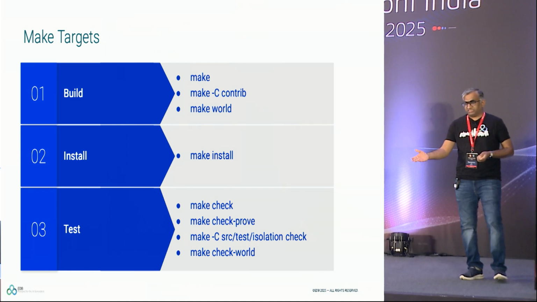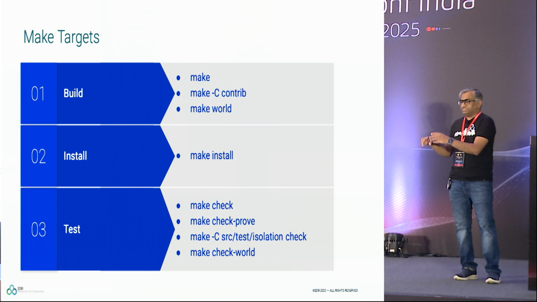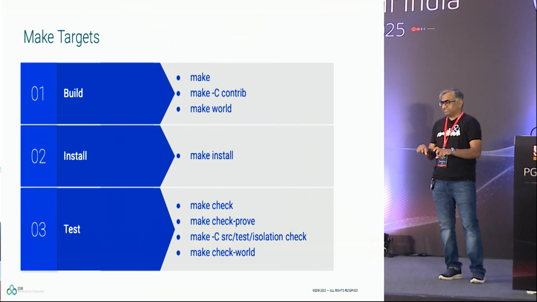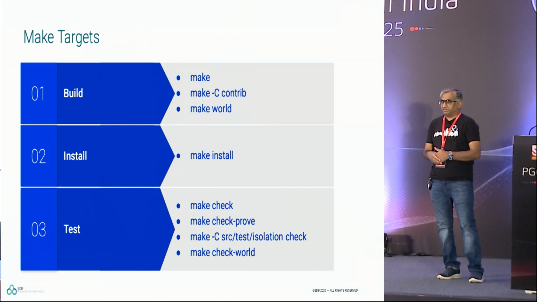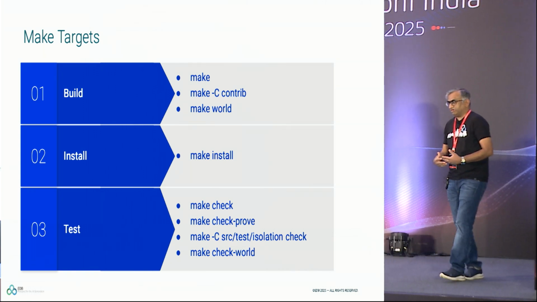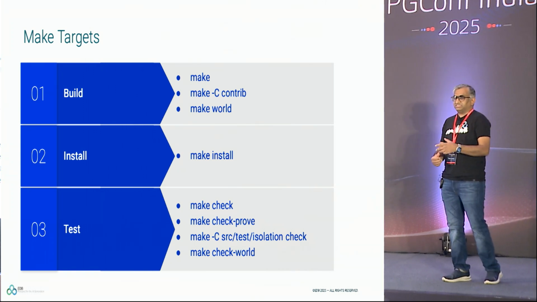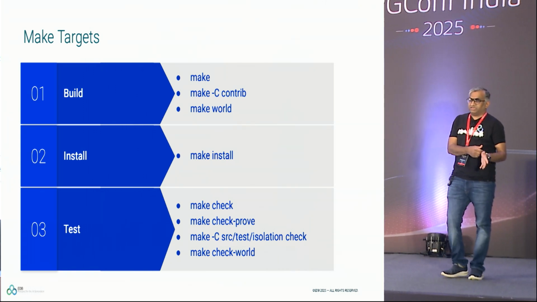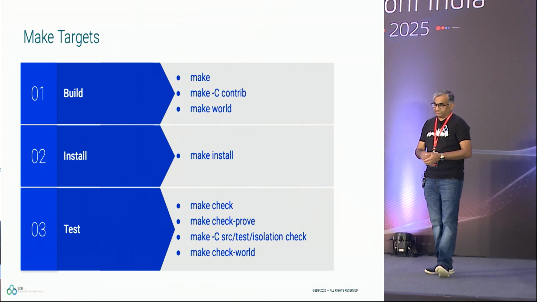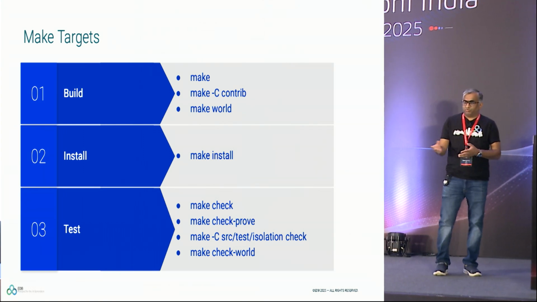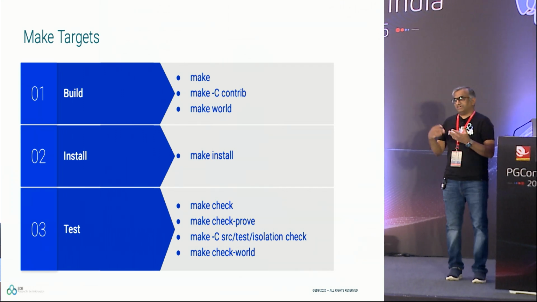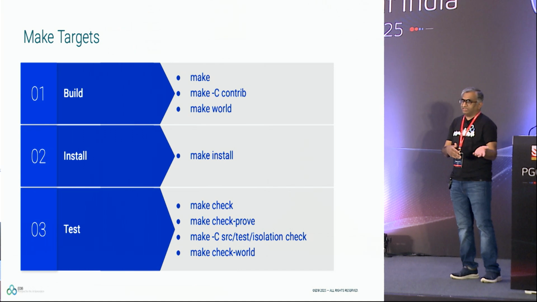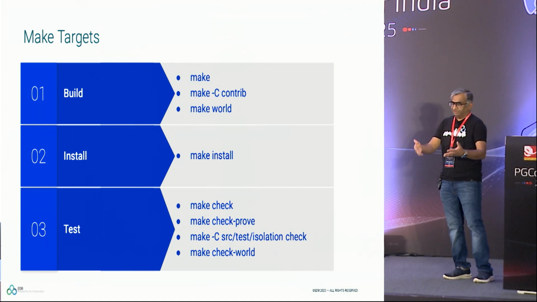So make check would run the regression tests, which are the basic regression tests in Postgres. They are pretty fast, they would probably be over in less than a minute. But if you want to be more thorough, because the change you are making touches things in the transaction management area, maybe you want to run the isolation tests, or you want to run check-world, which is the TAP test framework that Postgres uses for things that regression tests cannot really work on.